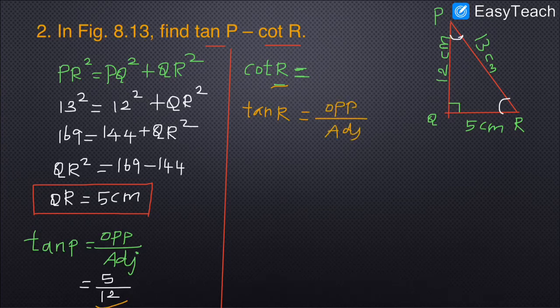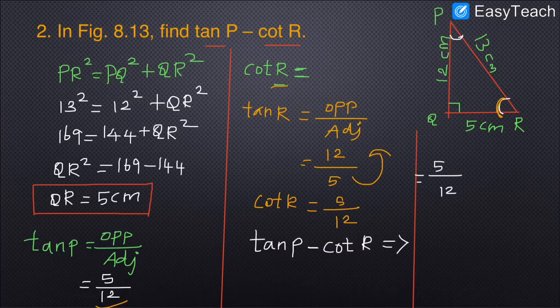Tan R is the same ratio, opposite by adjacent. What is the opposite side? For R, the opposite side is 12 and the adjacent is 5. So 12 by 5 is tan R. For cot R, take the reciprocal of this: 5 by 12. Next step, we can subtract tan P and cot R: 5 by 12 minus 5 by 12.